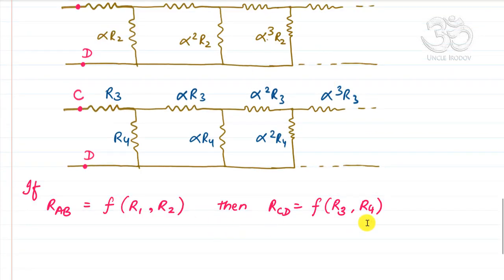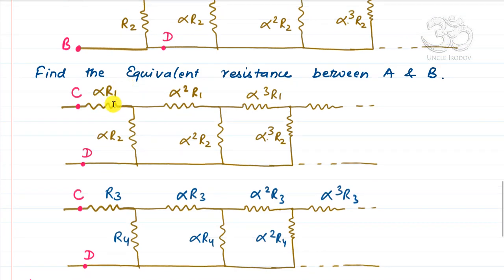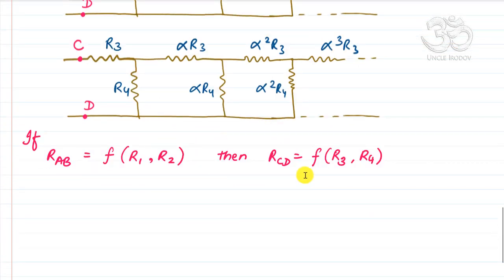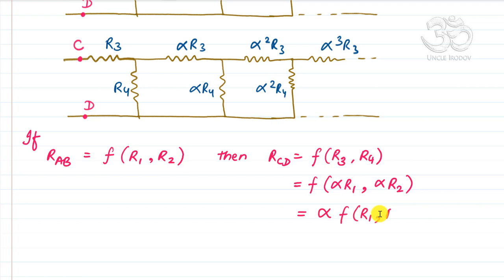But then let's look at the relation between R3 and R4. Wherever I had R1, if I am substituting R3, it means I am substituting alpha R1, people. So I am going to substitute alpha R1 and alpha R2 in the same equation. In the same equation which you had initially for the first circuit in terms of R1, R2, if you substitute alpha R1 and alpha R2 for every term, then from every term I will be able to take alpha common out, right? And I will get alpha times that function of R1, R2.